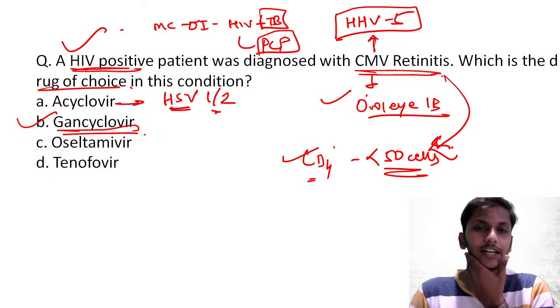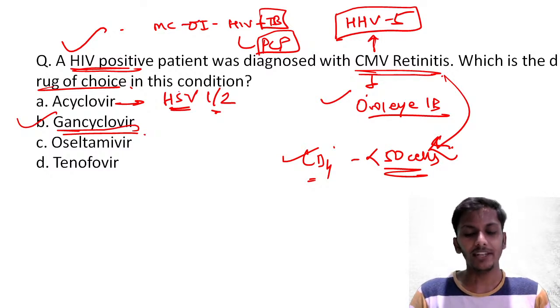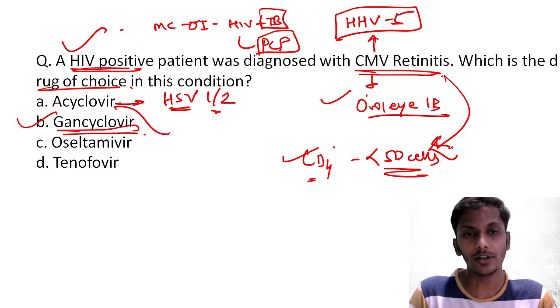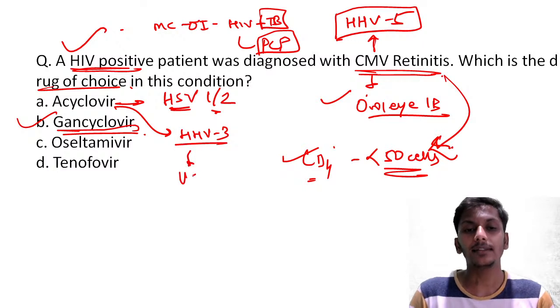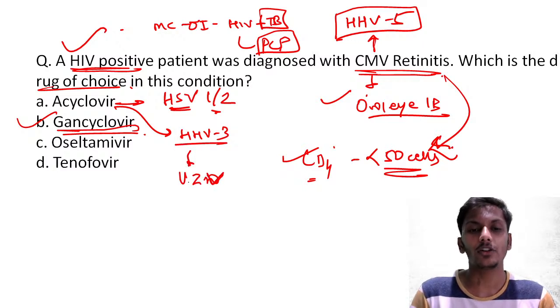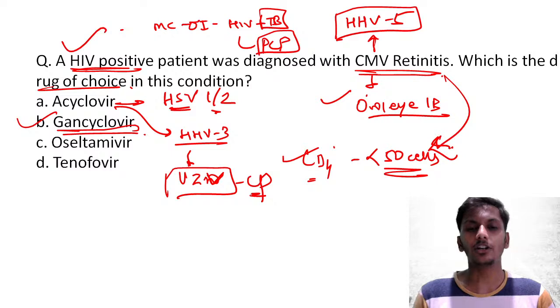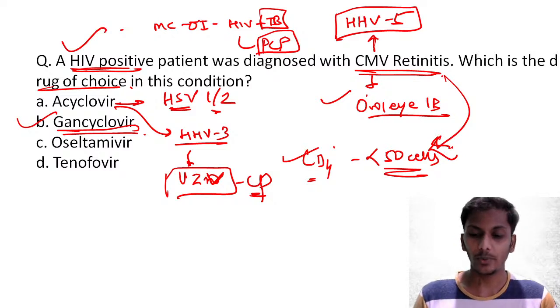You remember this, right? So in HSV1 and HSV2 usually the drug of choice is acyclovir. Acyclovir is also a drug of choice in HHV3, and human herpes virus 3 is what? Varicella zoster virus, or your chicken pox virus. So please remember, in chicken pox or in herpes simplex virus, the drug of choice would be acyclovir. Important one to be remembered.